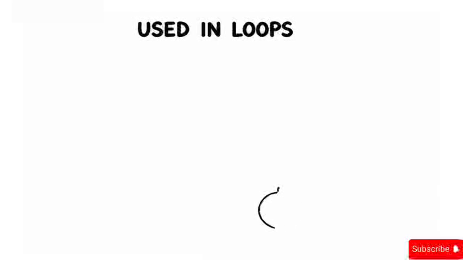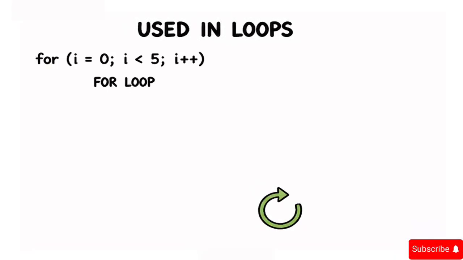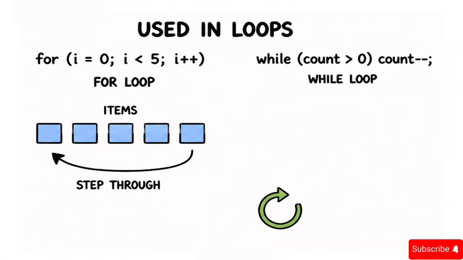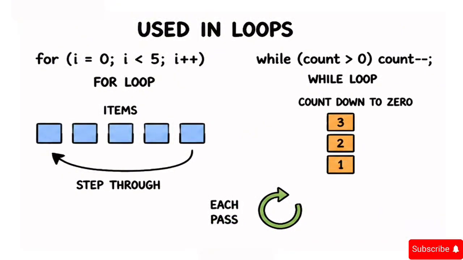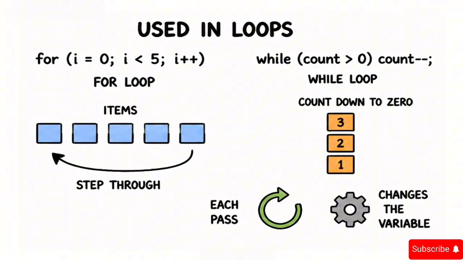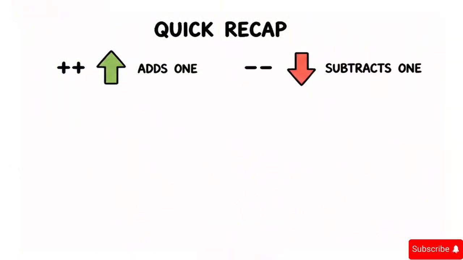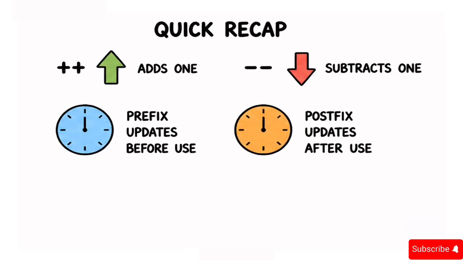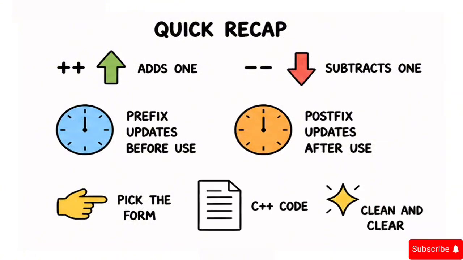These operators shine in loops. A for loop uses i++ to step through items one by one. A while loop can use count-- to count down to 0. Each pass quietly changes the variable. So remember, ++ adds 1. -- subtracts 1. Prefix updates before use. Postfix updates after use. Pick the form that matches the value you want right now, and your C++ code stays clean and clear.